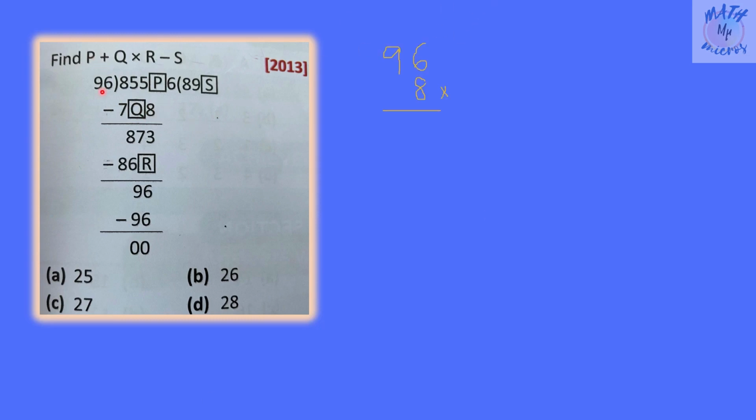Basically, we need to find what times 96 is a number that comes approximately to 855. Alright, so here we have the answer, that is 8. So 96 times 8 is a number that comes near to 855, and we need to find what is that number, since we know 8 is there. Alright, so this is what I have represented.